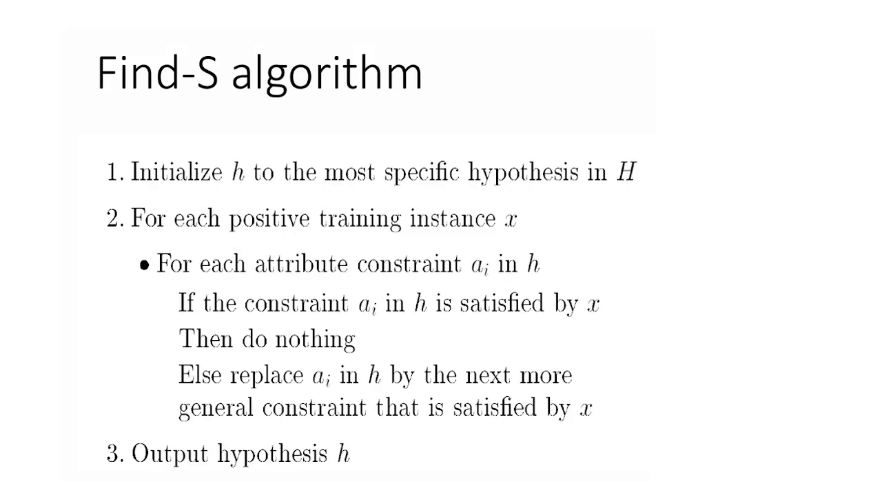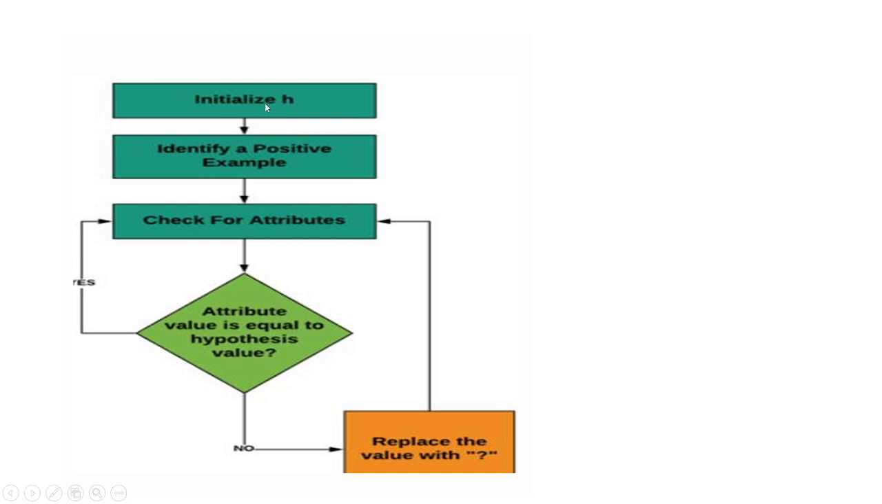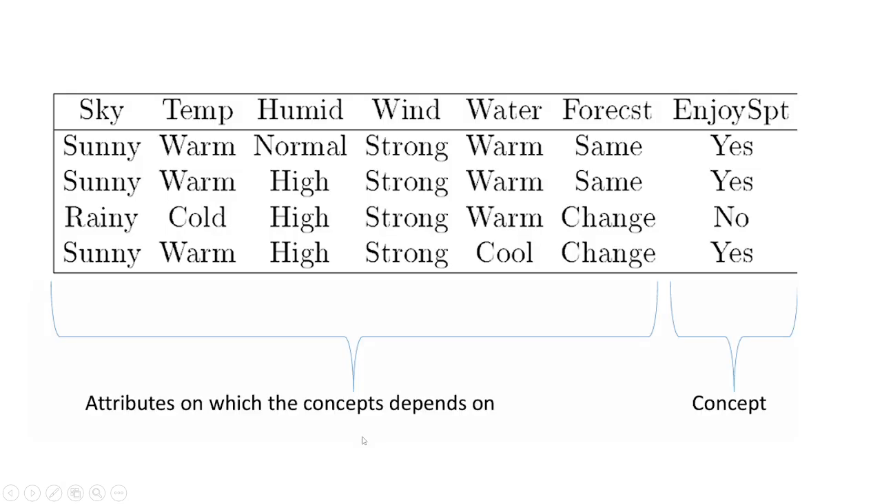For each constraint A in H satisfied by X, do nothing. Else replace A in H by the next more general constraint that is satisfied by X. So you have to output it. Initialize H to the most specific, identify a positive example, and check each and every attribute. If the attribute value is equal to the hypothesis value, go for the next. Otherwise, replace it by a question mark.